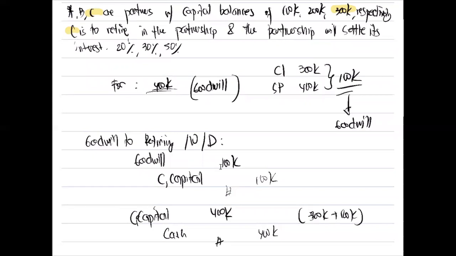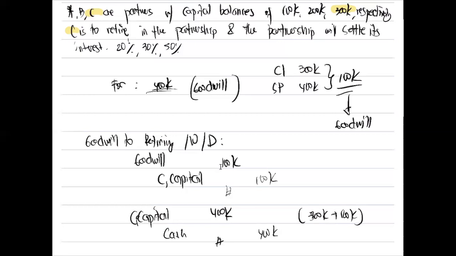Now, what if it is goodwill to all partners? So, pag ganyan, you compute for the goodwill to the retiring or withdrawing or dead partner, which is 100,000. You divide it by the interest of the retiring, withdrawing, or dead partner. That is 50%. So, this is the total goodwill. So, 100,000 divided by 50% is 200,000. So this total goodwill will now be shared by the partners.